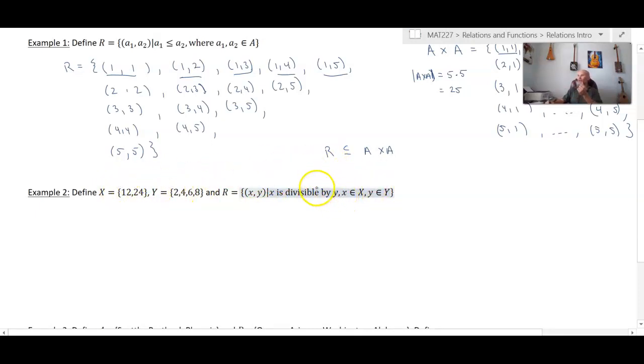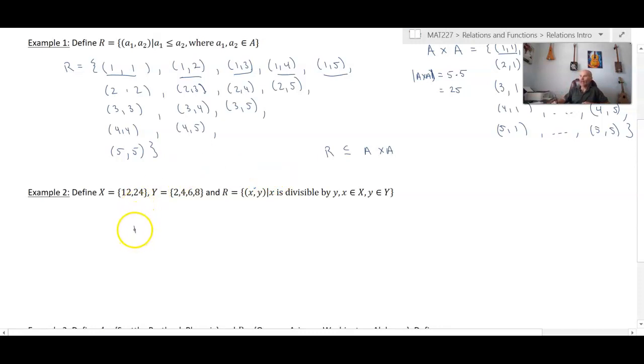By the way, we don't have to use little x and little y. We could use little a and little b and still be referencing sets called capital X and capital Y. So the importance here is just to note the order and which set each element comes from. So what does it mean to be divisible by? Well, it means that if you divide that integer by that other integer, you get a whole number.